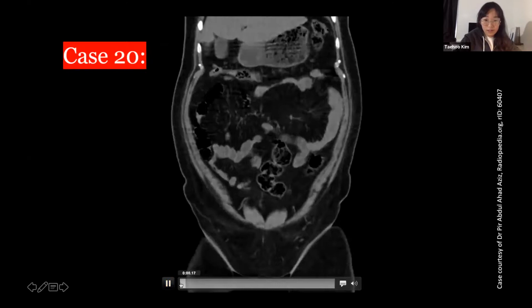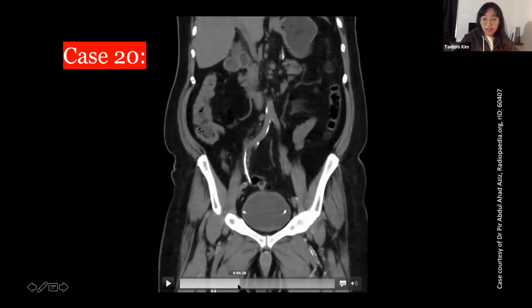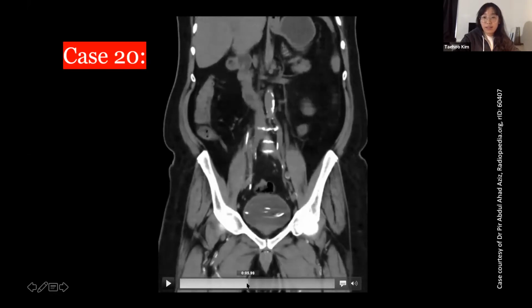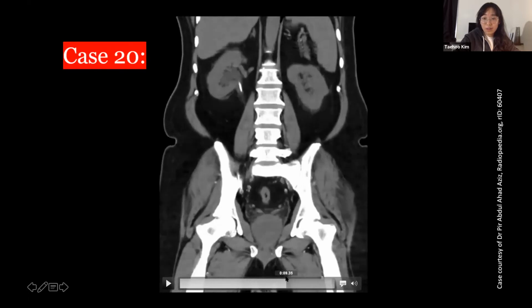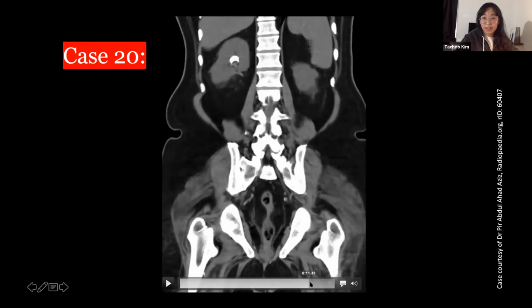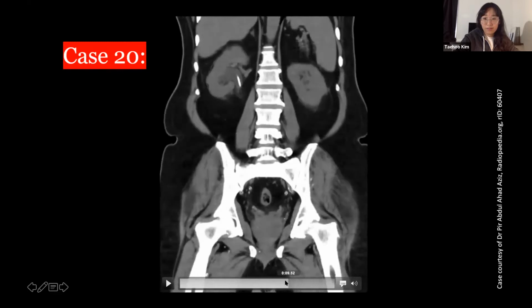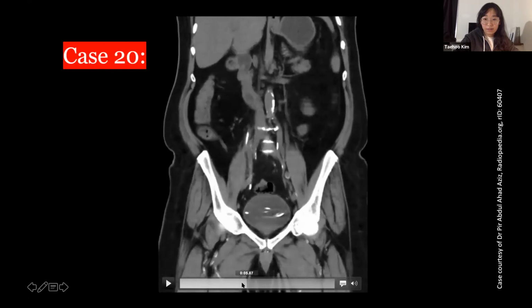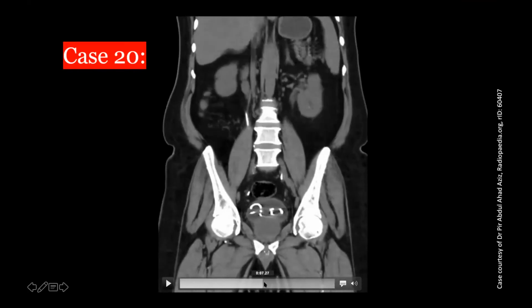Now this one. So this patient, I'll give you the history. Had double J stents by urology a few days ago, comes back for left flank pain. What do you see? I think the left double J migrated to inside the bladder.